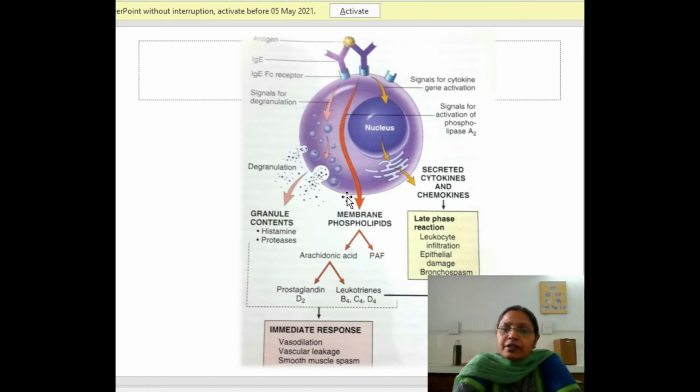On the other hand, the signals for cytokine gene activation will cause increased transcription and translation. So more and more cytokines are produced, and they will be secreted and will cause the late phase reaction. In this, there is more and more recruitment of leukocytes, or leukocyte infiltration, there is epithelial damage, and there is bronchospasm. These are the late phase manifestations, and those are the early phase or immediate manifestations.